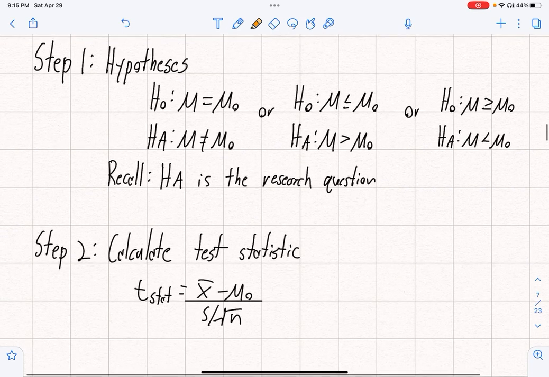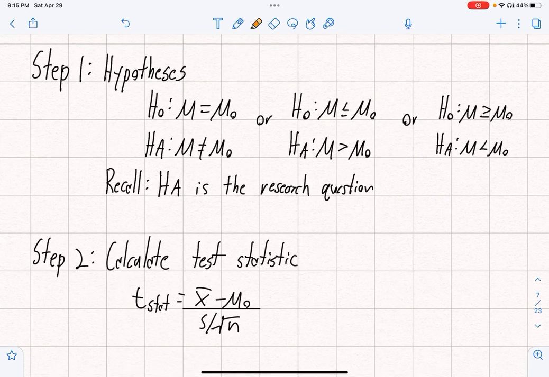Okay, step two was just to calculate our test statistic. So pretty straightforward. It's got our formula, T-stat, and it's equal to x bar minus mu naught divided by S over root n. And we recall that this is just the number of standard deviations x bar is away from mu naught.